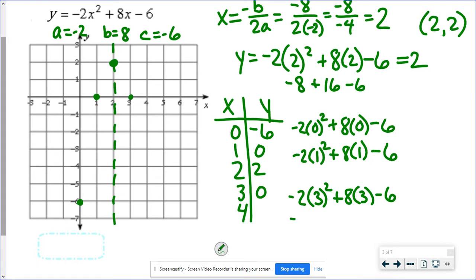And then negative 2 times 4 squared. 4 squared is 16 times negative 2 is negative 32. 8 times 4 is positive 32. That gives me 0. Minus 6 is negative 6.